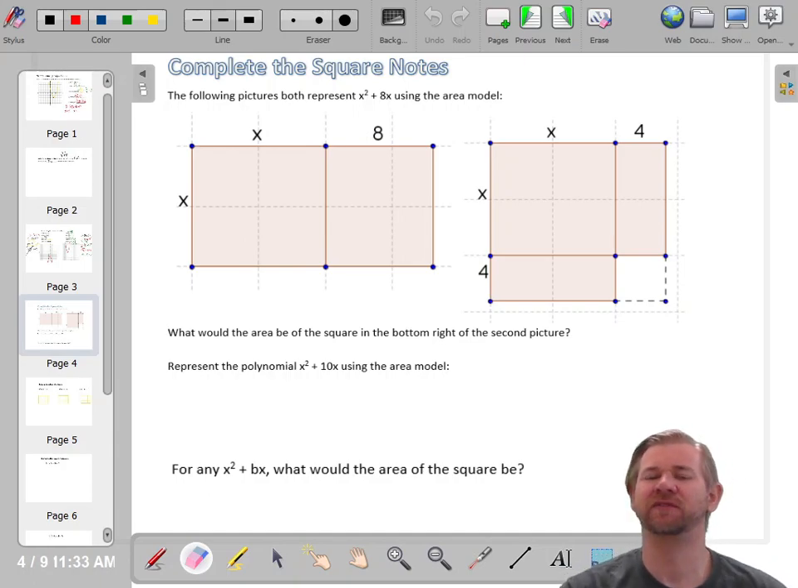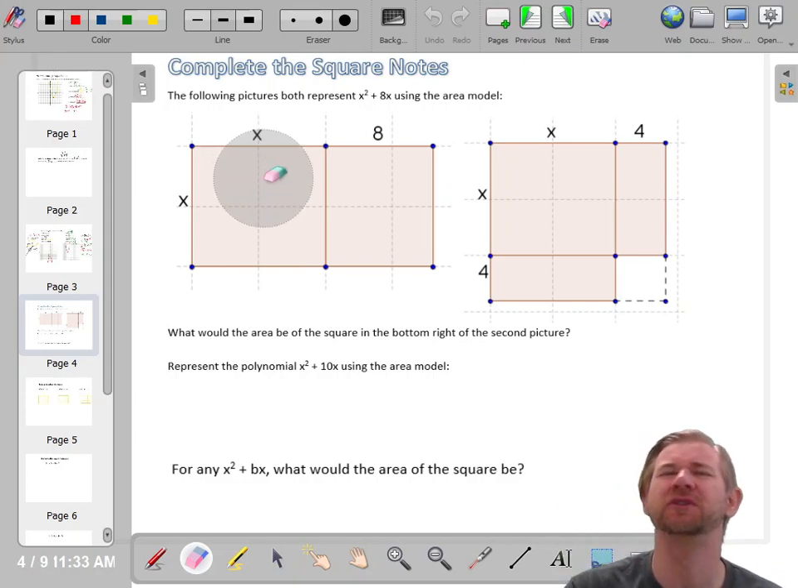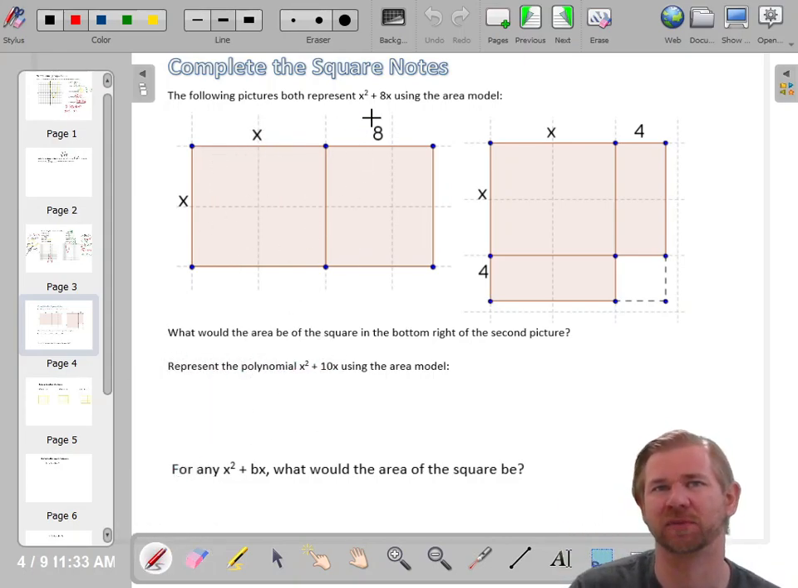Hello everyone, let's review completing the square. This is a method that you do a little bit in Algebra 1. I like to see the pictures, so I'm going to try and coach you through the pictures before we get to kind of the algebra. This says this is x squared plus 8x using what we call the area model.